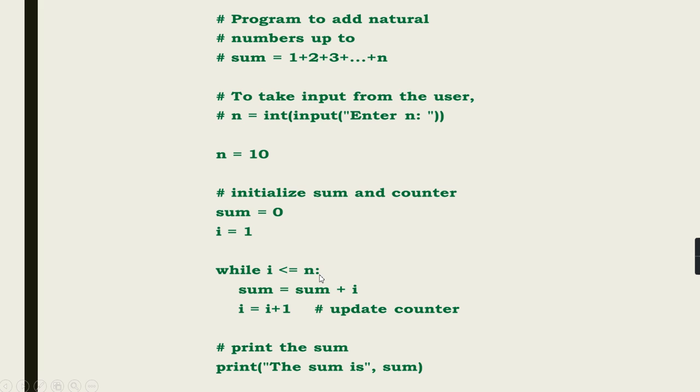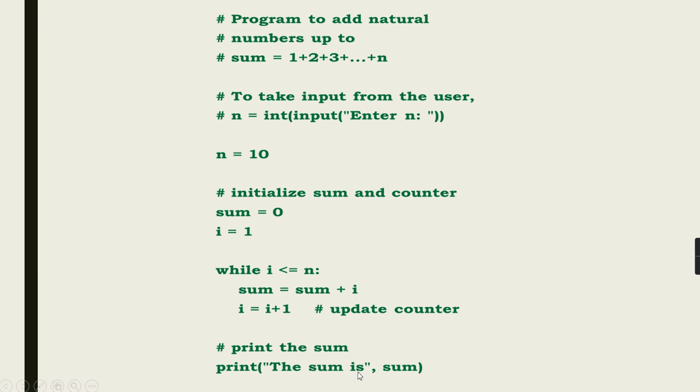Then 2 is less than or equal to n. Is 2 less than 10? Yes, the condition is true. So sum is equal to sum plus i. So the last value of sum is 1, and 1 plus i, that is 1 plus 2, is 3. Like this the loop will continue till the value of i is less than 10 or equal to 10. As soon as the value of i becomes 11, this condition will evaluate to false, and the loop will stop running. And after that, the print sum statement will be executed. So the calculated sum will be printed.